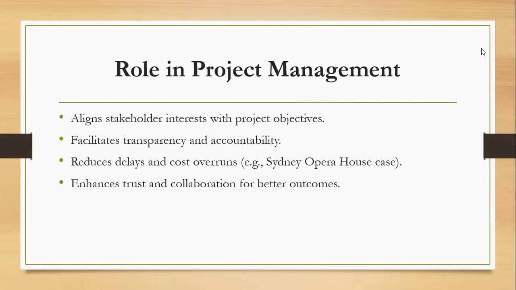For example, in the construction of the Sydney Opera House, poor communication caused major delays and increased costs. If the risks had been better communicated and stakeholders more engaged, many of these issues could have been avoided. This is why aligning risk communication and stakeholder engagement is critical for managing uncertainties and achieving success in any project.